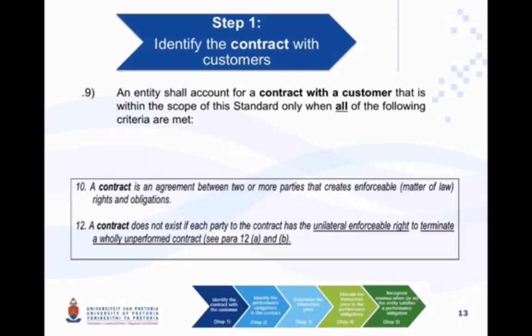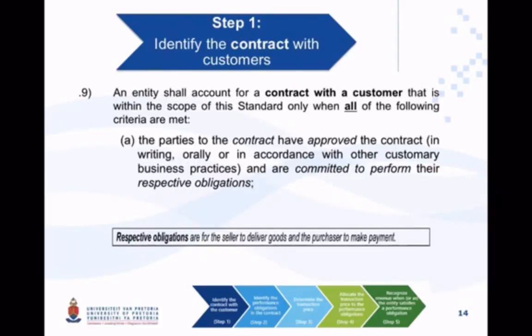Then this paragraph in IFRS 15 has a number of requirements to be met to qualify in terms of IFRS 15 as a contract with a customer. The first of these is that the contract must have been approved by the parties, whether written or verbal, and they must both be committed to perform their respective obligations. The obligations in this instance may be a transaction where the buyer has the obligation to pay the seller and the seller has the obligation to deliver goods to the buyer.